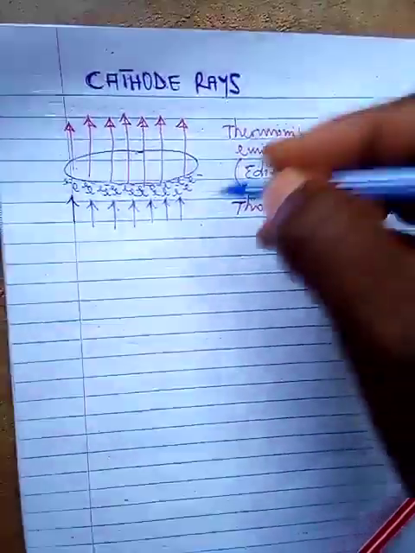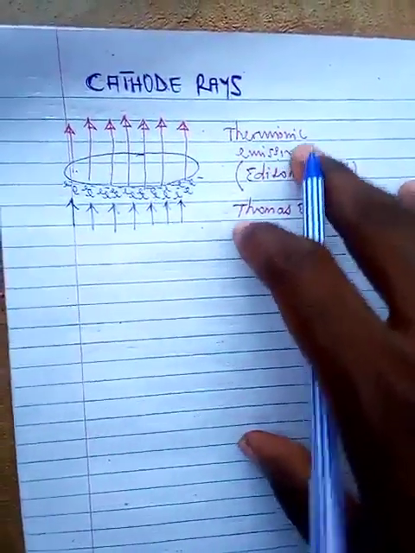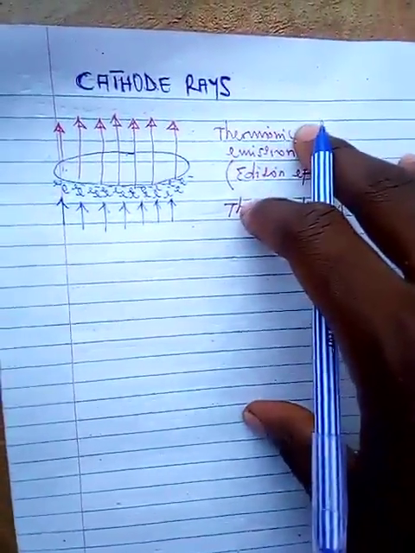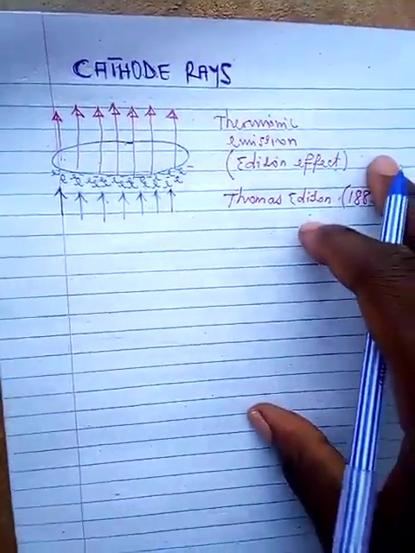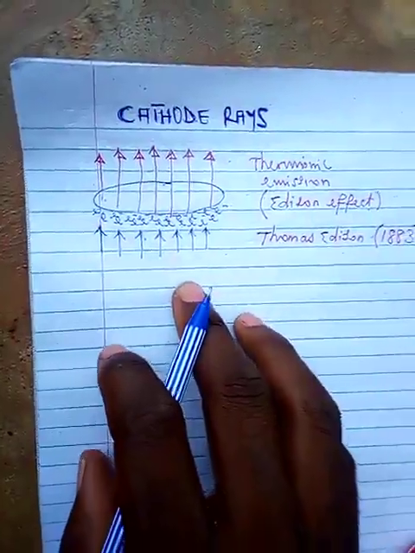So in the next video, or in one of these videos, I'll explain thermionic emission in depth, even the equations that are involved there. But for now, let's just stick closely to these cathode rays.